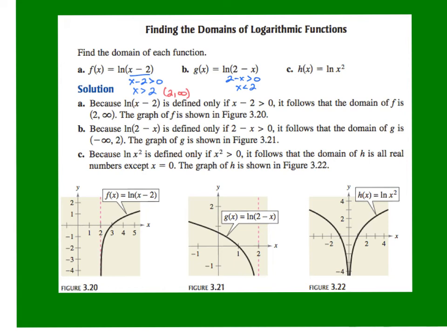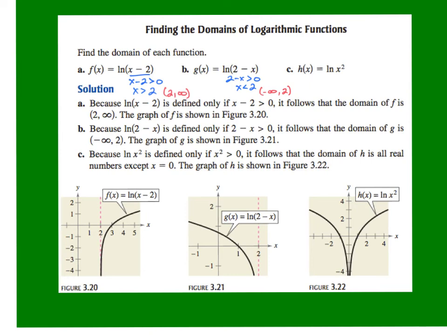So what's my least value I can have? Negative infinity. And what's the biggest value I can have? I can have 2. So now my domain is negative infinity to 2.